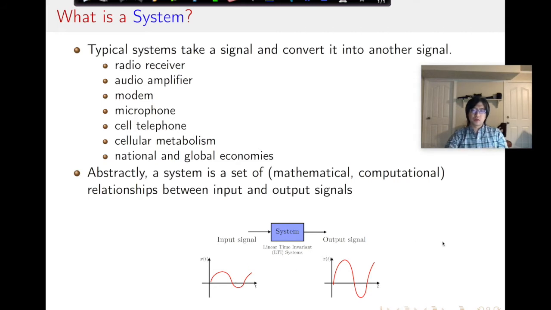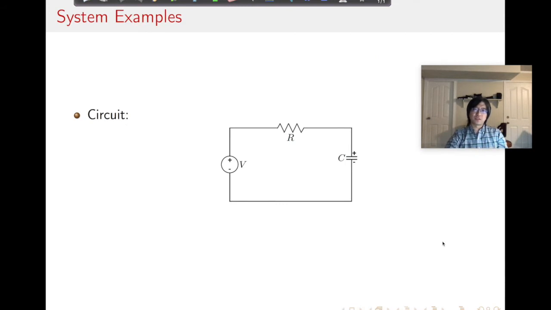Okay, so now let's see a very simple example of a system. This kind of circuit could be a simple example of a system. We have a voltage generator here, a resistance here, and a capacitor here. The input could be a voltage, and the output could be the voltage around this capacitor. So here's the input, here's the output, and this simple circuit is a very simple system.